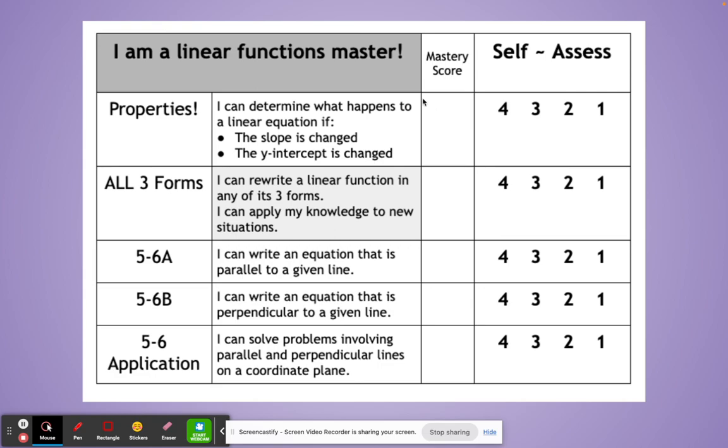So in this part of our mini unit, we started with talking about what happens if we change the slope, what happens if we change the y-intercept. We also talked about the three forms of linear equations and how to best apply them. We wrote parallel lines, we wrote perpendicular lines, and today we're going to solve problems involving them.